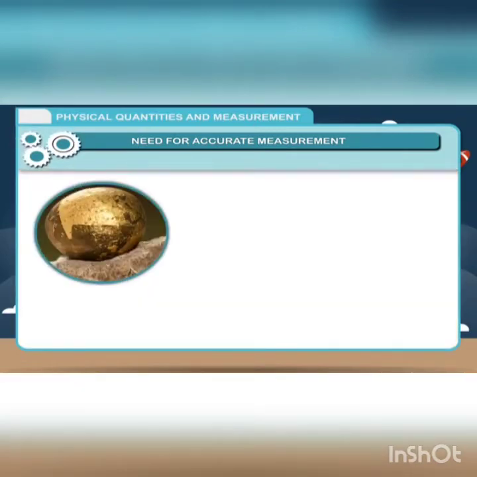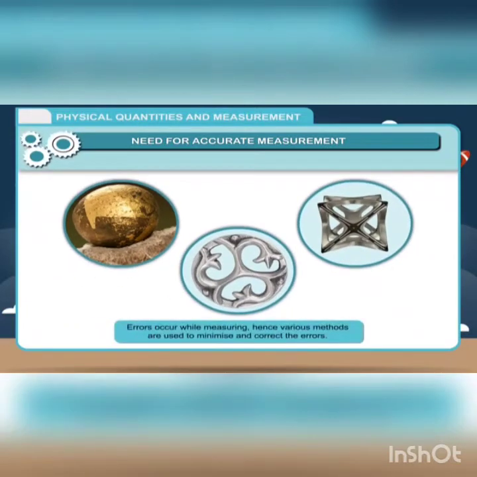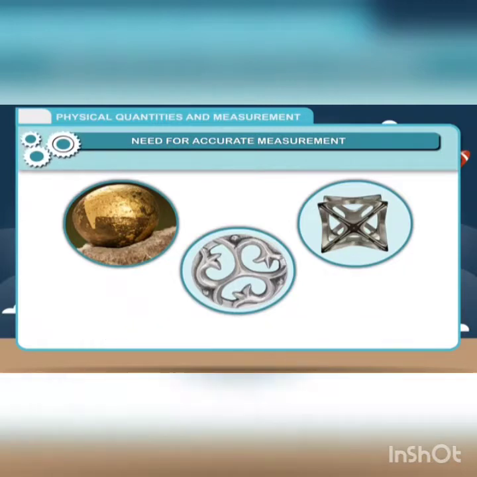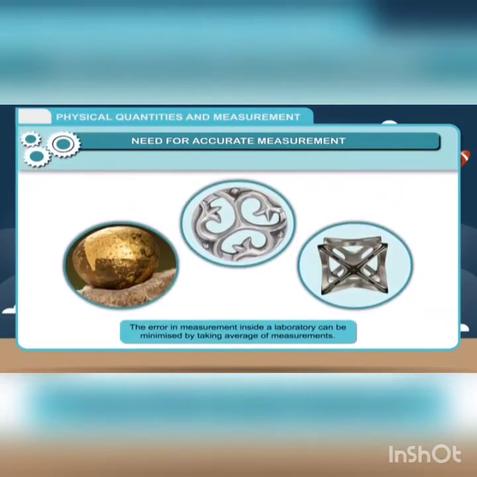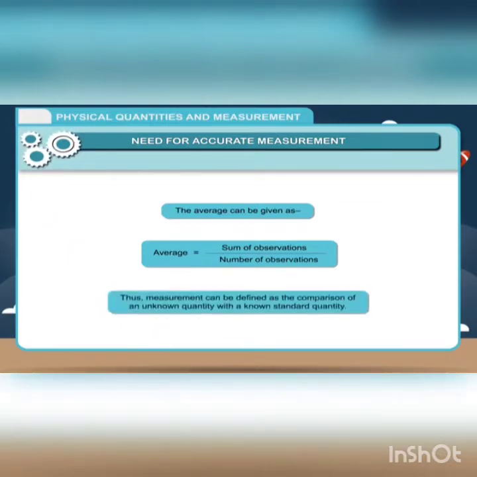Expensive metals like gold, silver, and platinum are weighed extremely accurately. Often, errors occur while measuring, hence various methods are used to minimize and correct the errors. More the number of observations, less will be the possibility of errors. The error in measurement inside a laboratory can be minimized by taking the average of measurements. The average is equal to the sum of observations divided by the number of observations. Thus, measurement can be defined as the comparison of an unknown quantity with a known standard quantity.